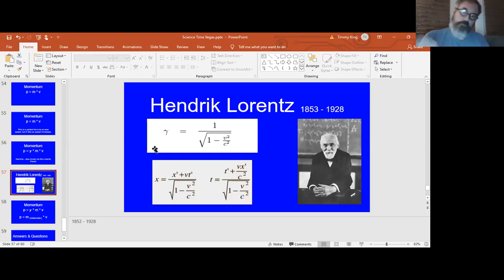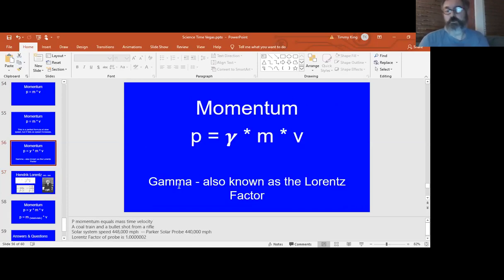And he actually came up with this formula that could calculate the effect of moving. The faster you move through the ether, the more it affects your momentum and your mass. And so the actual formula that should have been taught is that your momentum is gamma, which is the Lorentz factor, times mass times velocity. And so the closer you get to the speed of light, the larger that gamma is.